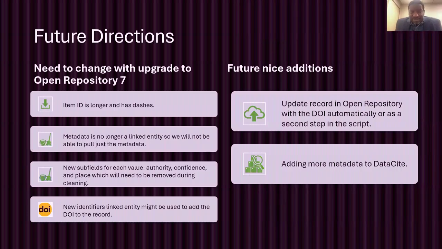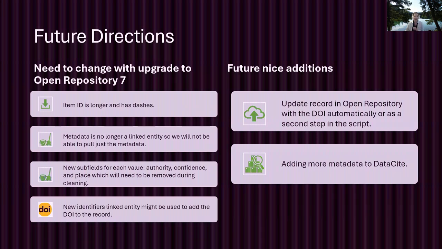I also mentioned that we are in the process of a planned upgrade to Open Repository 7, so we will need to make some changes to the Python script. Based on viewing the API pull from the @MIRL test server, the item ID is longer and has dashes, which may complicate the script, although our initial testing is that hopefully it won't.